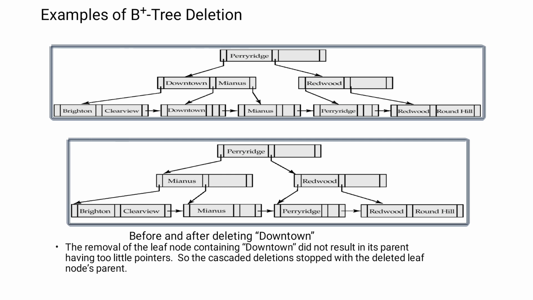The removal of the leaf node containing Downtown did not result in its parent having too few pointers, so the cascaded deletions stopped with the deleted leaf node's parent.